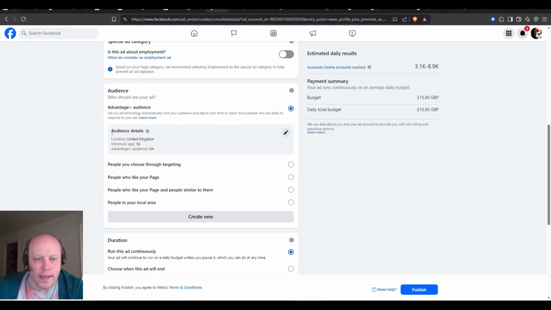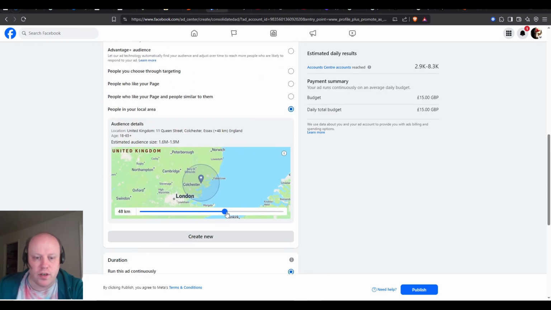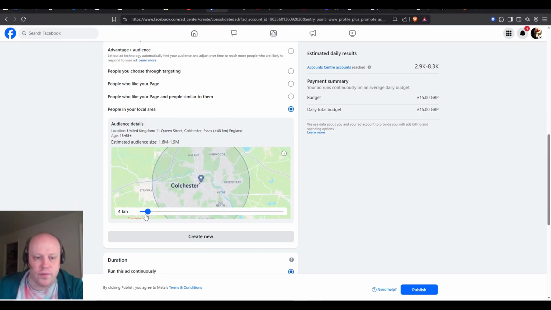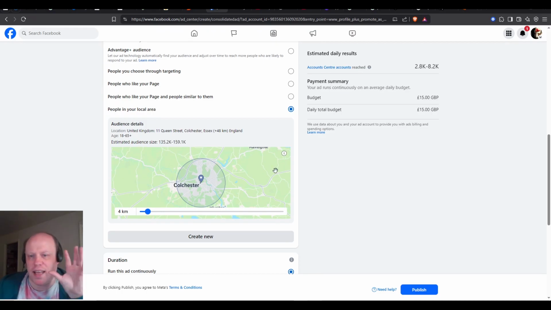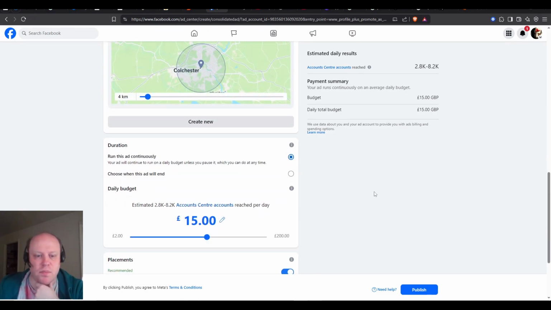So where are we? We're going to have a little look here. So people in our local area is what we want to do. And we want to pick around 4 kilometers, 4 or 5 kilometers. I'd rather make it as dedicated as possible.